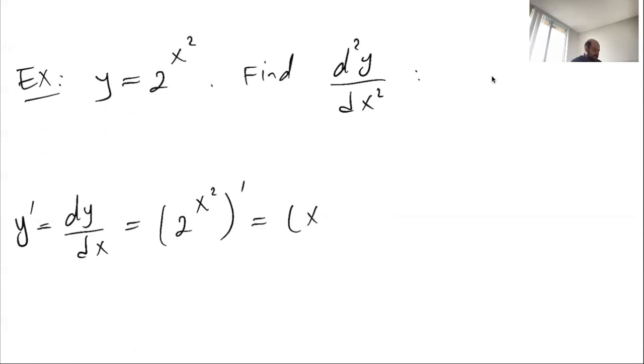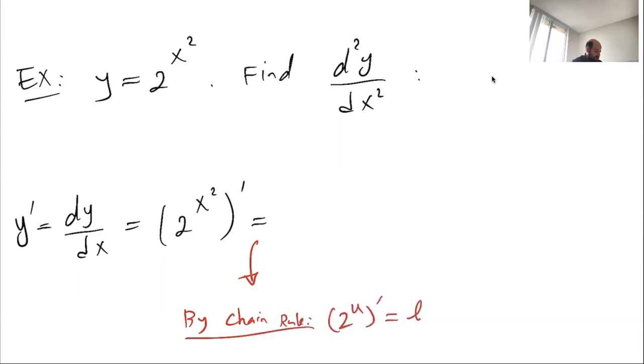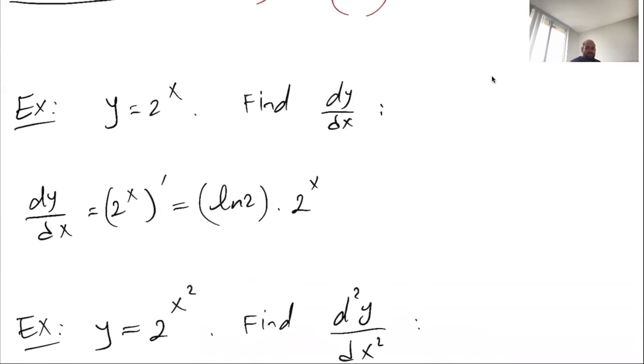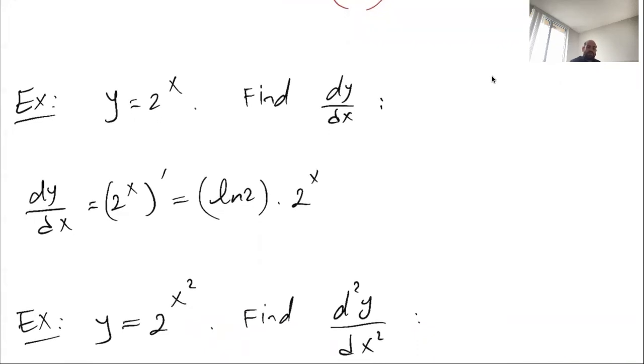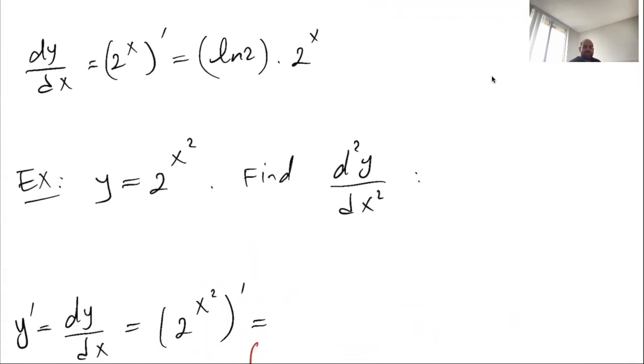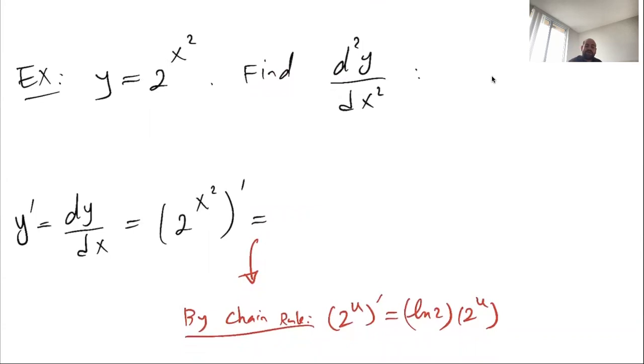Because this is some function of the form 2 to power u, right? So what will be the formula for the derivative of 2 to power u? By chain rule, the derivative of 2 to power u is ln2 times 2 to power u, right? See, the derivative of 2 to power x is ln2 times 2 to power x. So the derivative of 2 to power u is ln2 times 2 to power u, but then we have to multiply it by u prime.